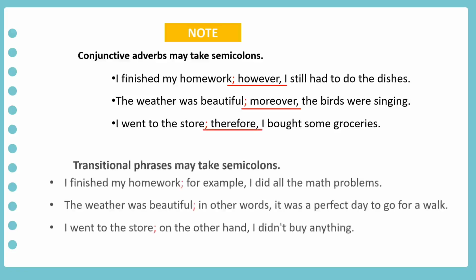Transitional phrases such as for example: I finished my homework; for example, I did all the math problems. The weather was beautiful; in other words, it was a perfect day to go for a walk. I went to the store; on the other hand, I didn't buy anything.